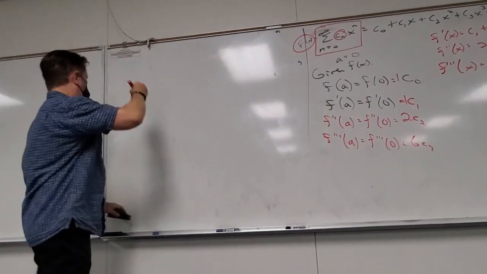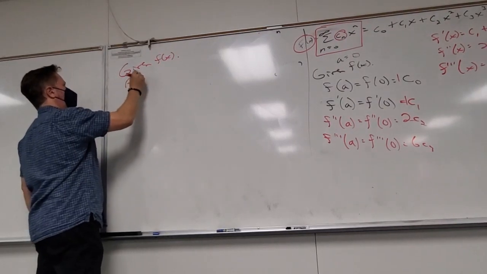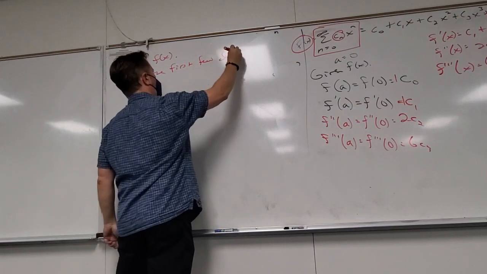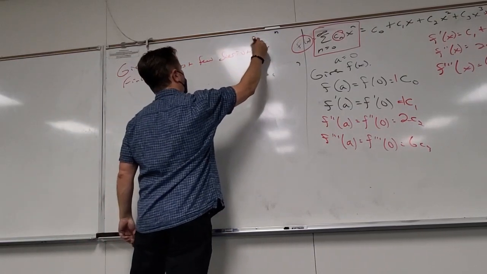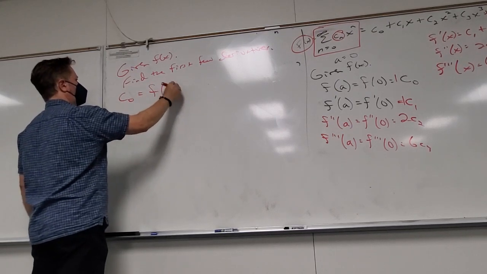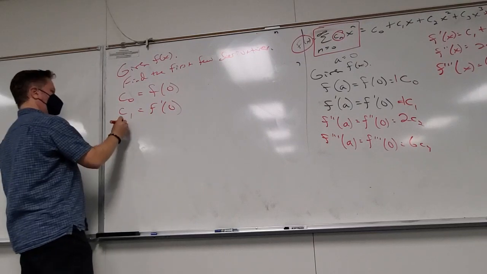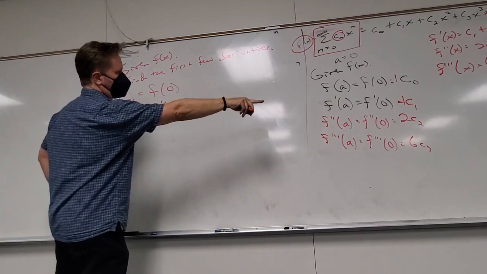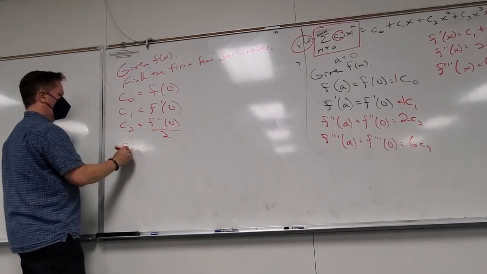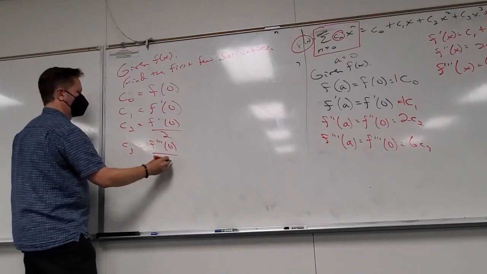We know this. Given f of x, find the first two derivatives of f of x. Then C0 will be f of 0. C1 will be f prime of 0. C2 will be f double prime of 0 over 2. C3 will be f triple prime of 0 over 6.